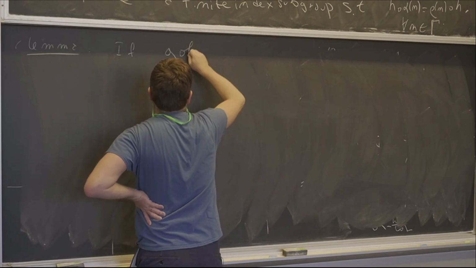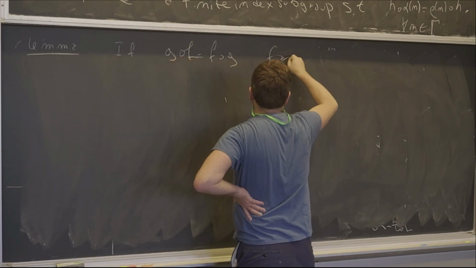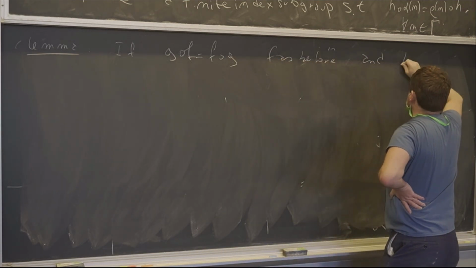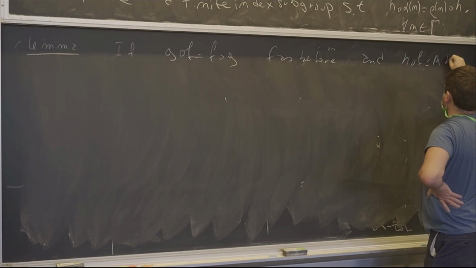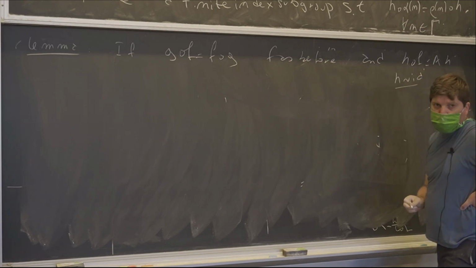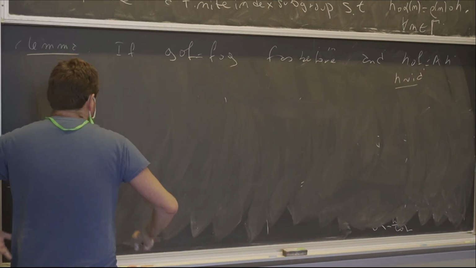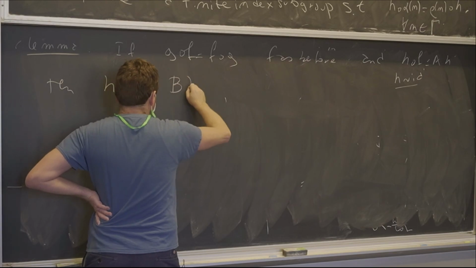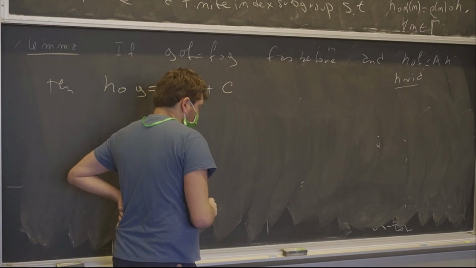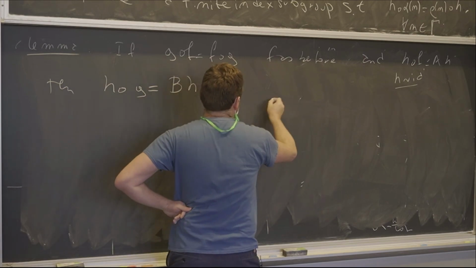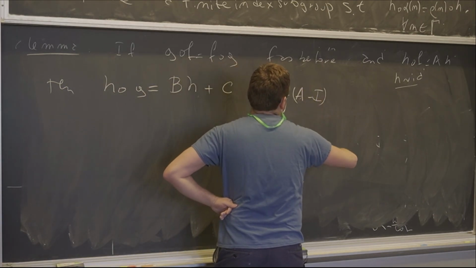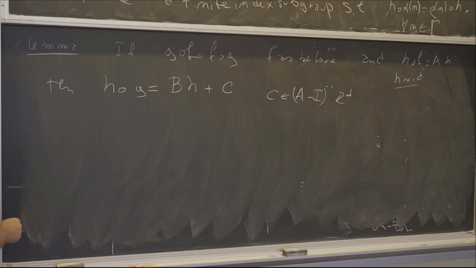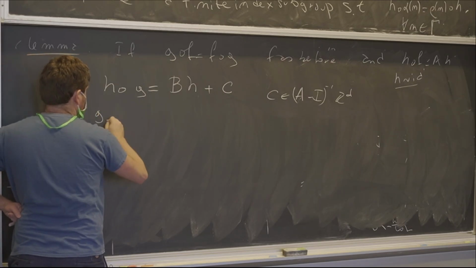If G compose F as before, and H is homotopic to identity, so it's one of the solutions there. Then H compose G is H plus some constant C, and actually this constant C belongs to this guy here, and B is the closure of the guy.